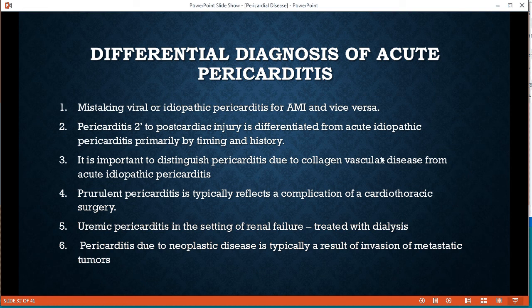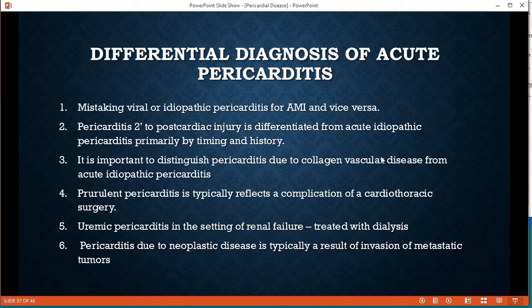If somebody was in a recent car crash and now they're coming to you with complaints of chest pain, it may be somebody who has pericarditis from that injury versus somebody who has an idiopathic or viral etiology. So look at your history. That's going to be your primary clue as to what the etiology of the pericarditis is, and look at the timing.